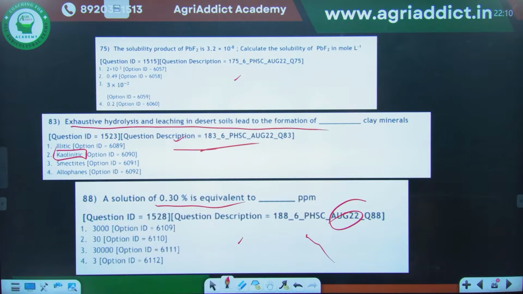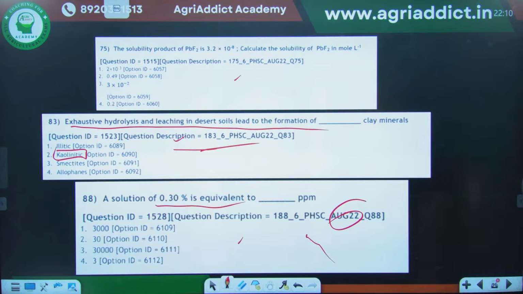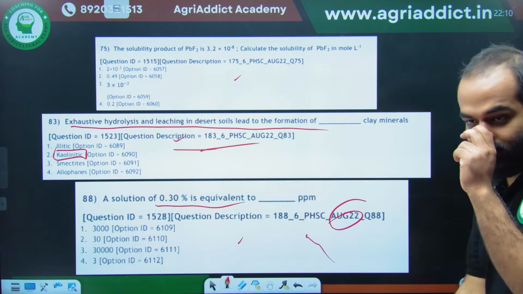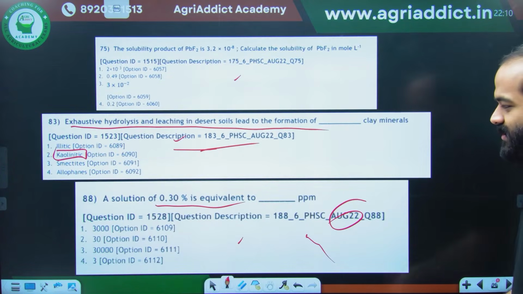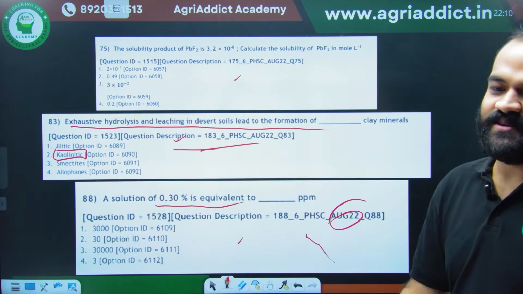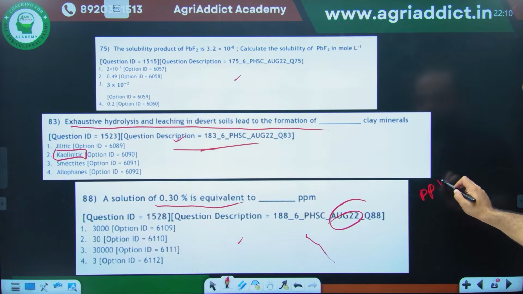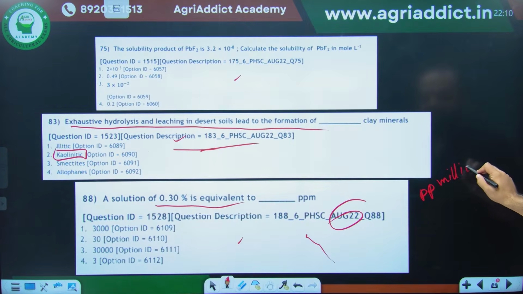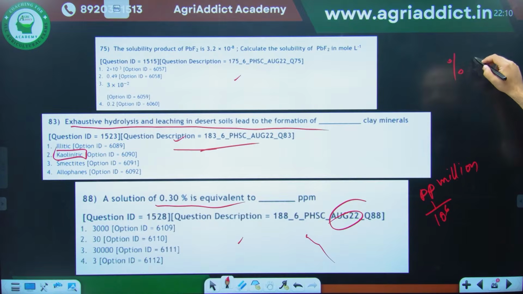Can you please tell me the answer? Anyone? Nikhila only is telling option 1. It is very easy, no? What is there to think about? ppm means parts per million, है ना? Parts per million means 1 by 10 to the power 6. Percentage means 1 by 10 square.